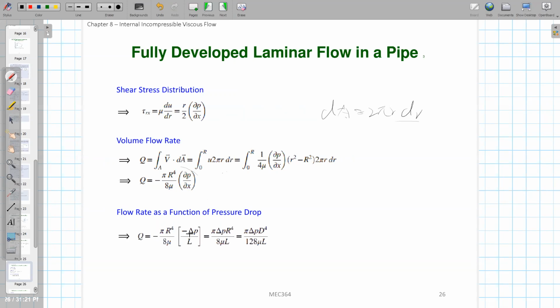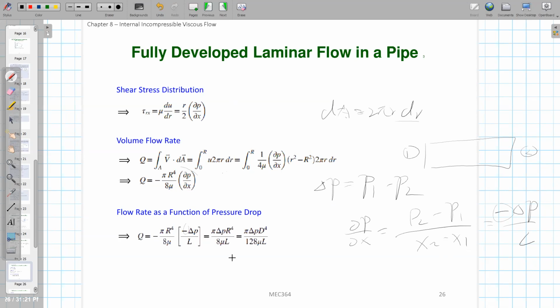Usually when we calculate delta P, it is defined as P1 minus P2, where P1 is at the inlet and P2 is at the outlet of the tube. But partial P, partial x is P2 minus P1 over X2 minus X1, so actually it is minus delta P over L. That's the reason we have this minus sign here. We define delta P as P1 minus P2, not P2 minus P1, because the pressure at the inlet must be larger than the pressure at the outlet so that it forces the flow to move right.